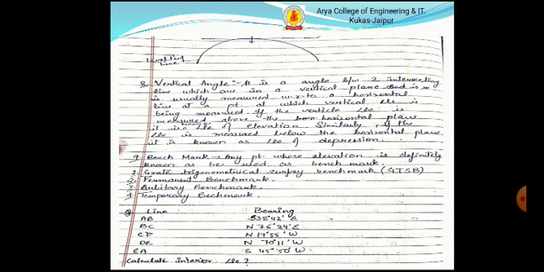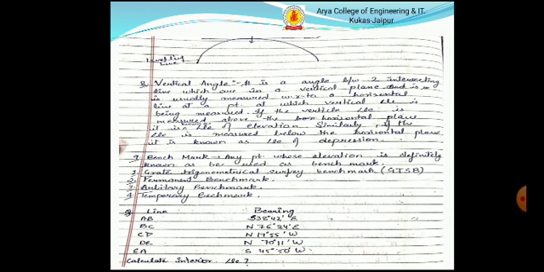Benchmark. Any point whose elevation is definitely known can be used as a benchmark. First, great trigonometrical survey benchmark. Second, permanent benchmark. Third, arbitrary benchmark. And fourth, temporary benchmark.